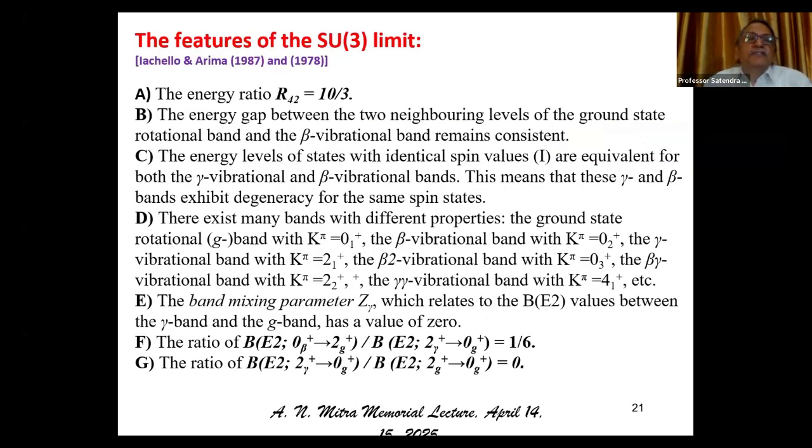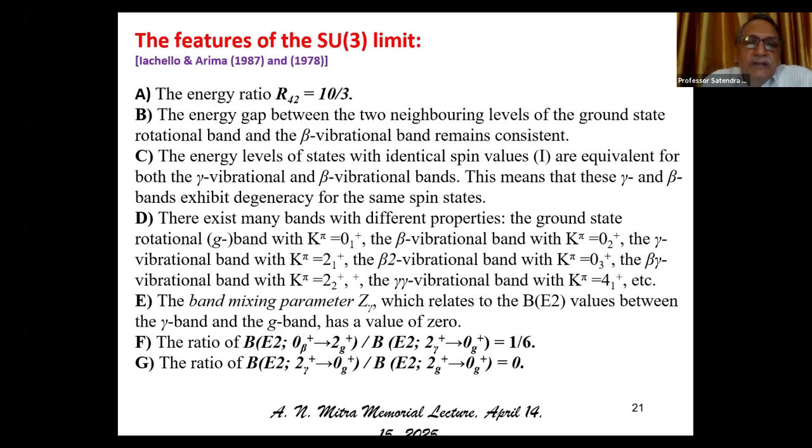These are the features of the SU3 limit. Here again the energy ratio is 3.33. The energy gap between the two neighboring levels of the ground state rotational band and the beta vibrational band remains constant. The energy levels of states with identical spins are equivalent for both gamma vibrational and beta vibrational bands. This means that the gamma and beta bands exhibit degeneracy for the same spin in two different bands, beta and gamma.